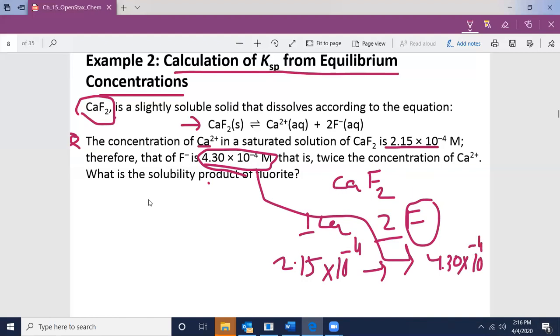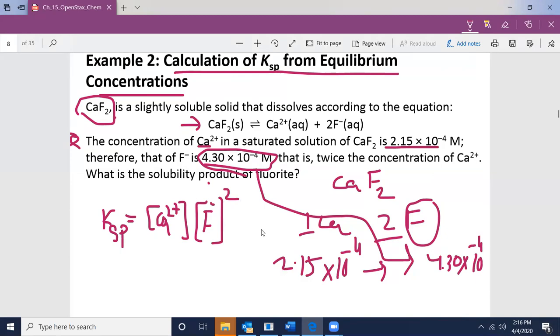Now you have to write down your KSP expression. KSP is equal to the concentration of calcium ions at equilibrium, which is 2 plus. Do not forget that, right? That's wrong if I write this like this, because it means it is a neutral atom. So 2 plus, and then times the concentration of your fluoride ions raised to the power 2.